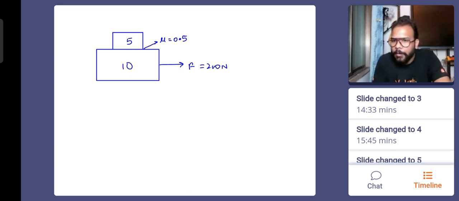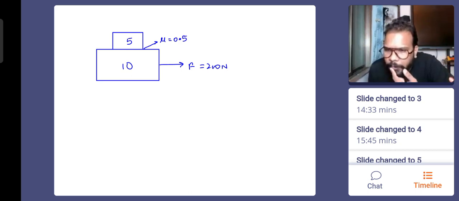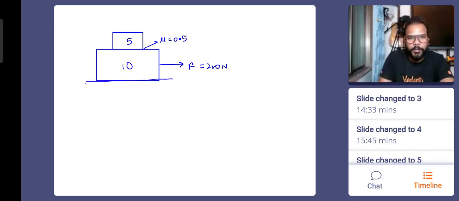बहुत बढ़िया. Okay, and the coefficient between 5 kg and 10 kg is 0.5 and the surface and 10 kg is also 0.5. तो सेम म्यू वैल्यूज है बेसिकली. 0.5 यहाँ भी सेम है, राइट? सही बोल रहा हूँ मैं?